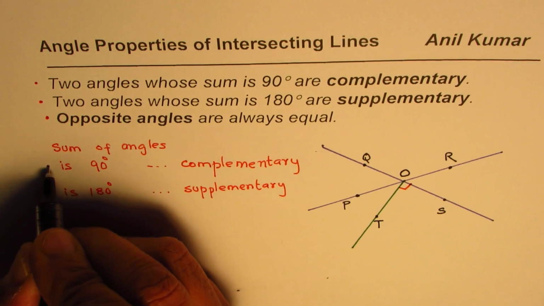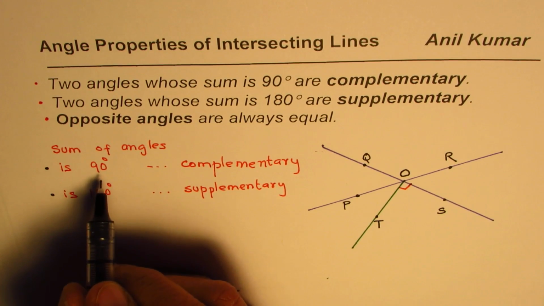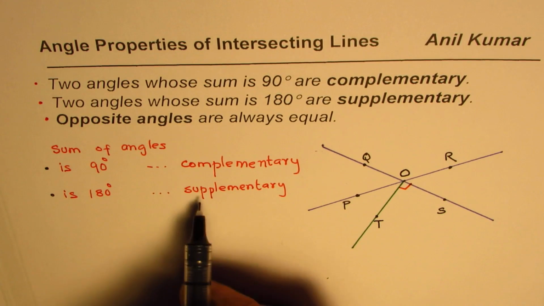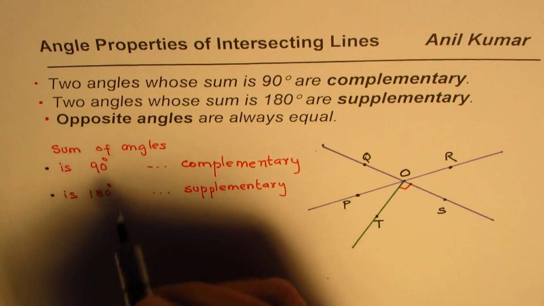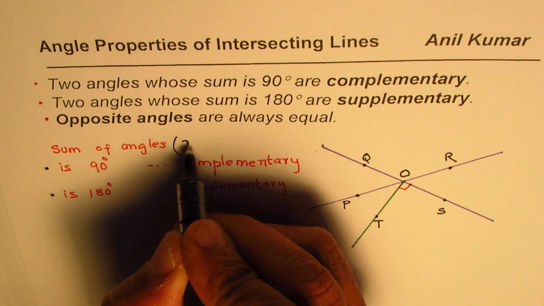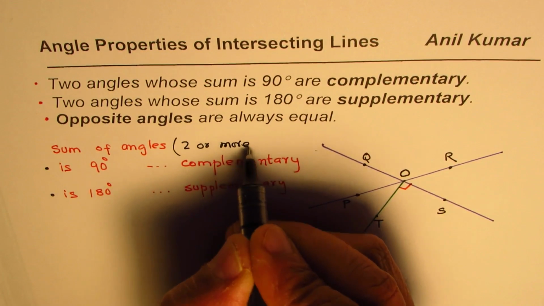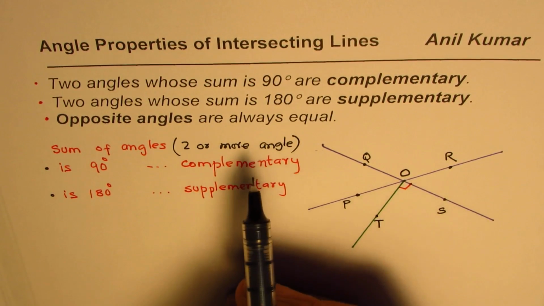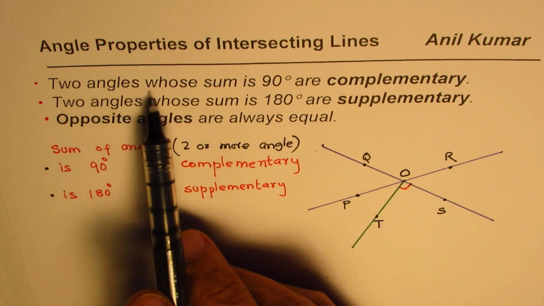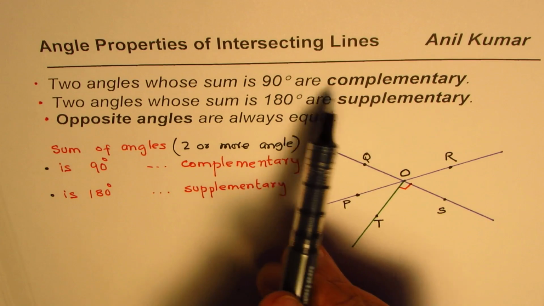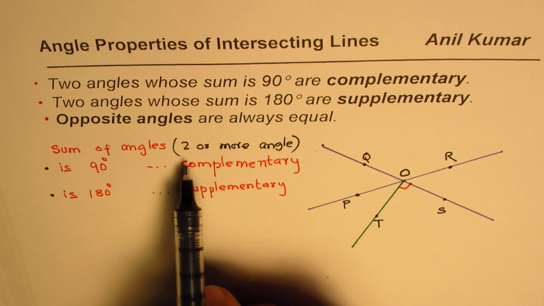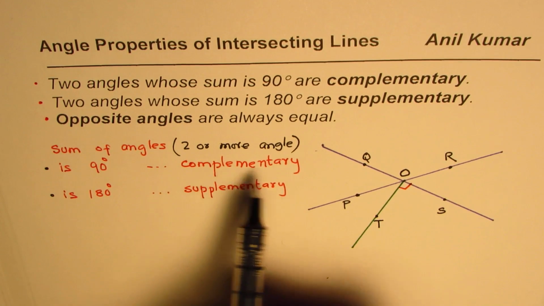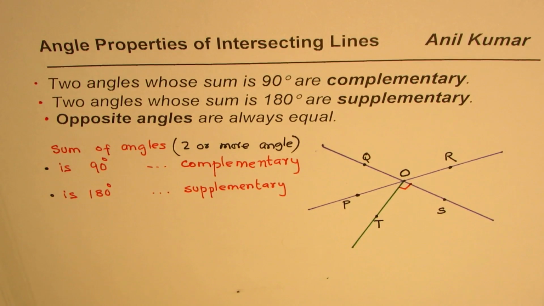So we look at the sum. If the sum of the angles is 90 degrees, then we call them complementary angles. And if the sum is 180 degrees, we call them supplementary angles. So it could be two or more angles. Okay. Now this is important to understand, and that is why we start with this definition. Two angles whose sum is 90 are complementary. That is a correct statement. But at times you could have more than two angles, but if their sum is 90, then they all form complementary angles, right? This is what we're trying to understand here.